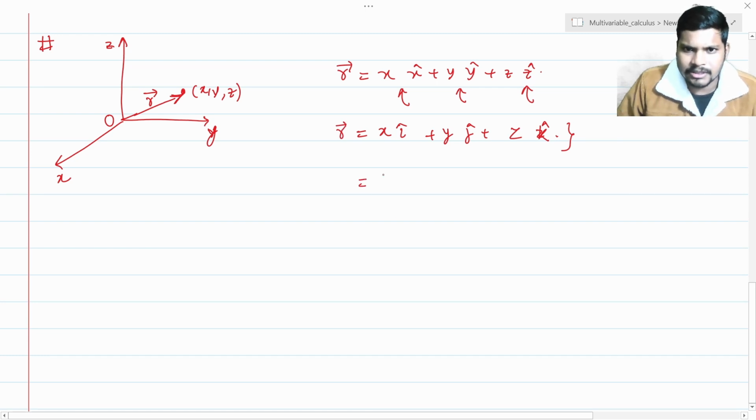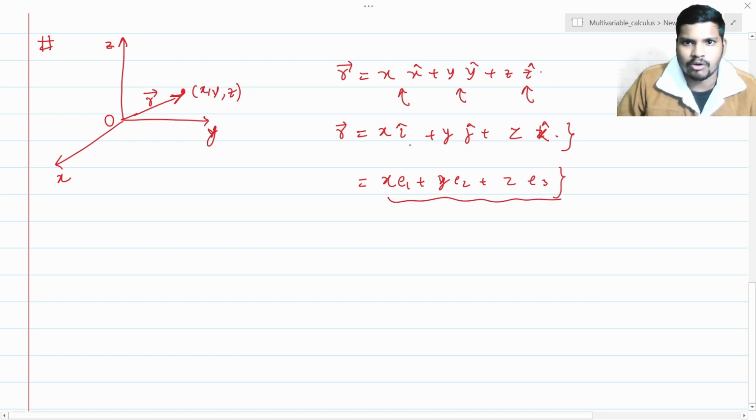In some sense we can also write it as x e1, where e1 is the unit vector, y e2 and z e3. We will also see that these unit vectors are called i hat, x hat, or e1, e2, e3. So we can also write it down this way.